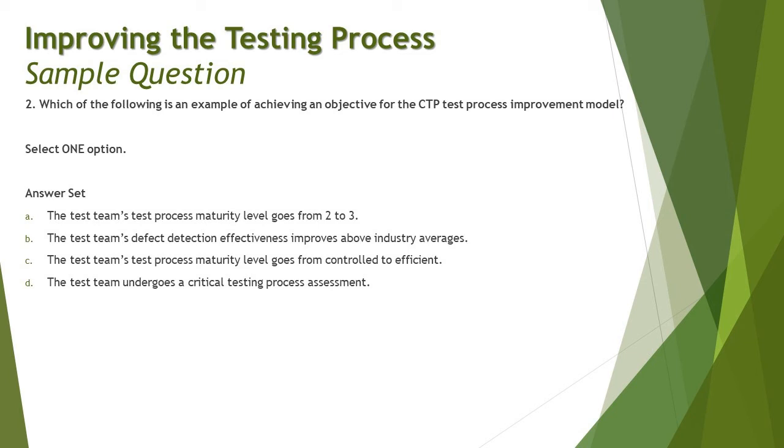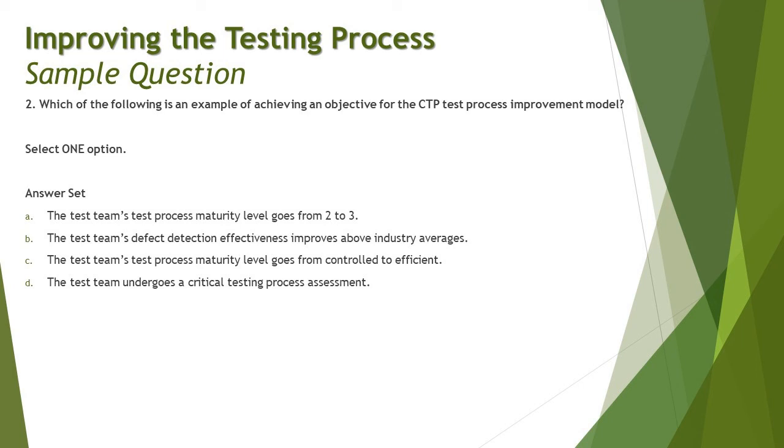If you look at B, the test team's defect detection effectiveness improves above industry averages. I think CTP is one of those comparison models, which helps you compare the existing practices with those of other organizations and industry practices. So CTP makes use of those metrics to benchmark the organization against industry averages. So this seems to be the most relevant one right now. C, the test team's test process maturity level goes from control to efficient, and again that's irrelevant. That applies to TPI Next, not to CTP.